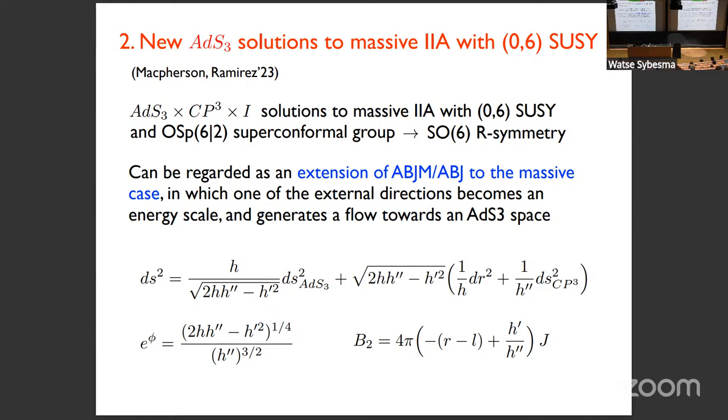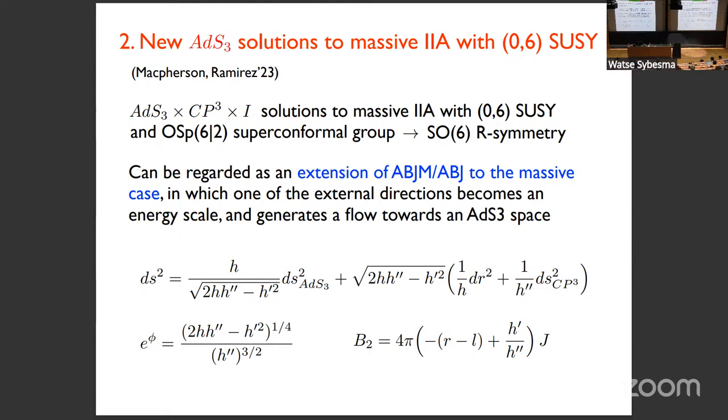So the form of the solutions is very compact and neat. You find in the metric the AdS3 part, the CP3, and then you have the interval that is parameterized by this R. And the solutions are labeled by this function H, which depends on R and its first and second derivatives. Then you have a running dilaton. You have a Neveu-Schwarz 2-form that is proportional to the Kähler form of the CP3.